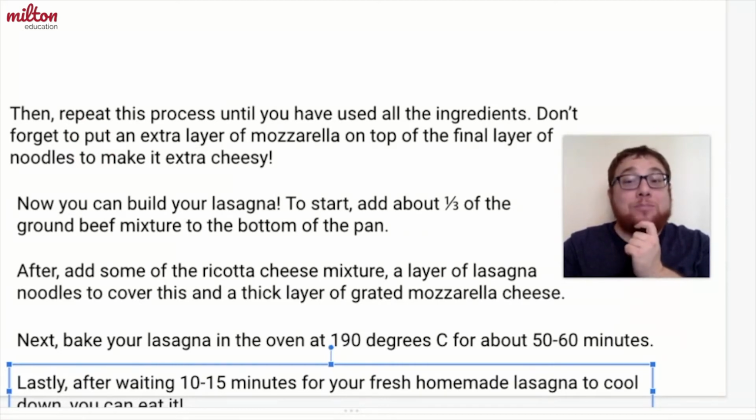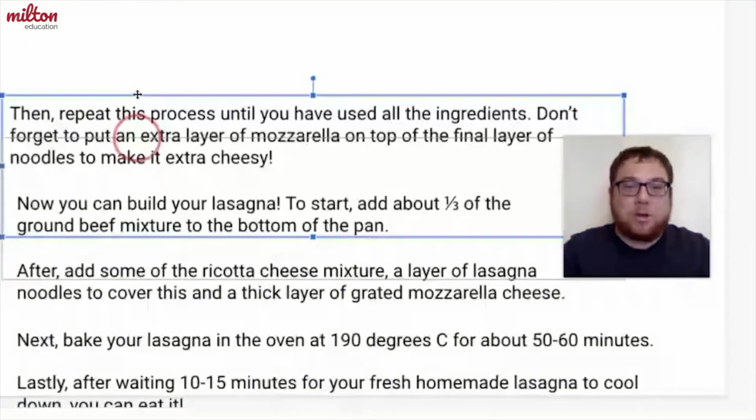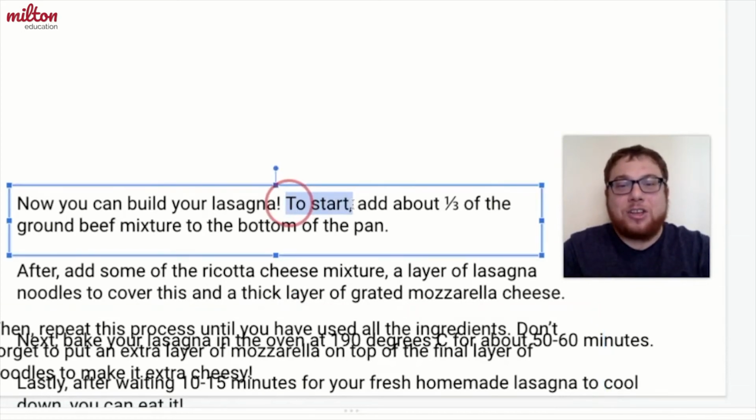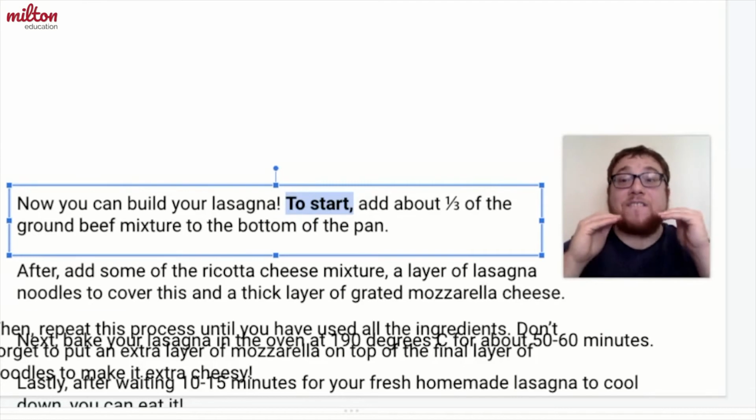Okay, this is probably not the first part because it uses the word then. So it must be somewhere in the middle. Okay. Now you can build your lasagna. To start, add about 1/3 of the ground beef mixture to the bottom of the pan. We know that this is the beginning of the text because the sentence here uses the word to start. To start is more or less the same thing as saying firstly.